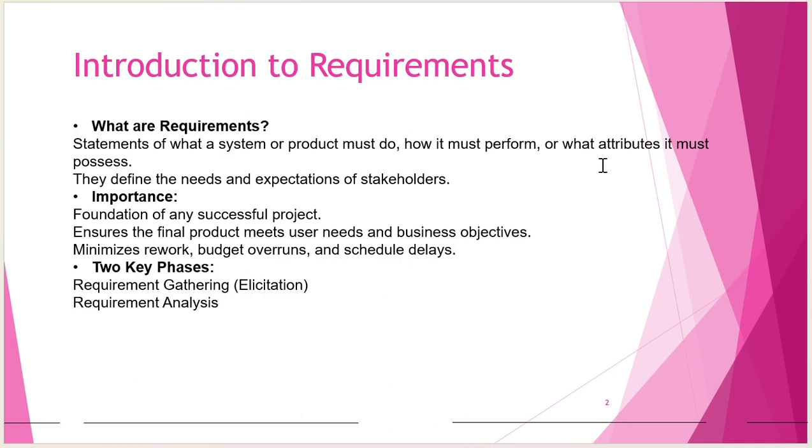So, introduction to requirements. What is a requirement? What are the types of requirements? A requirement is a statement of what a system or product must do, how it must perform, and what attributes it must possess. It includes the acceptance criteria and the description of each field that the requirement should consist of.